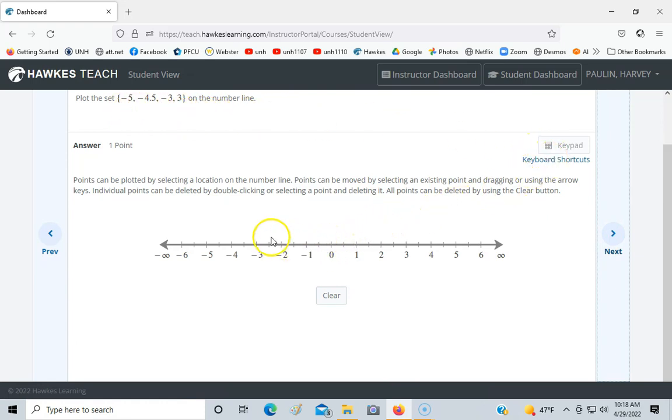And all we have to do here is click. So -5, we go to -5 and click. Notice it comes up. A -4.5 would be in the middle there. -4.5, -3. So something easy. And then a +3. So just click and that does it.